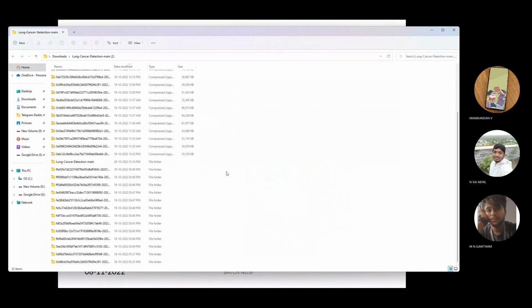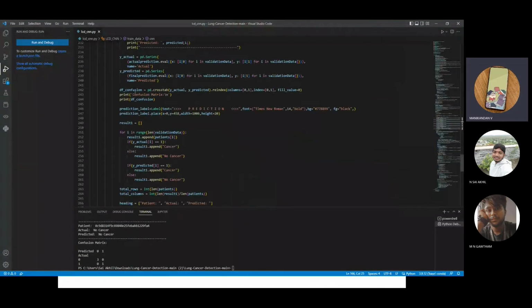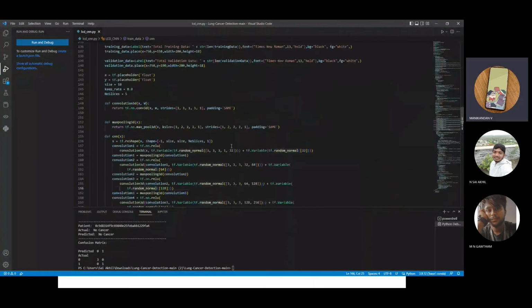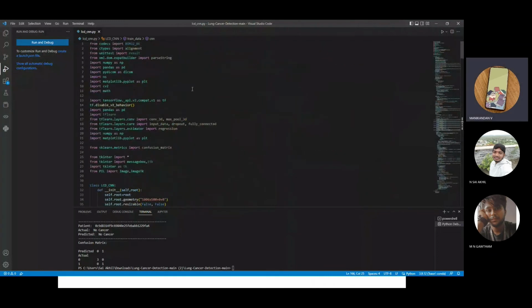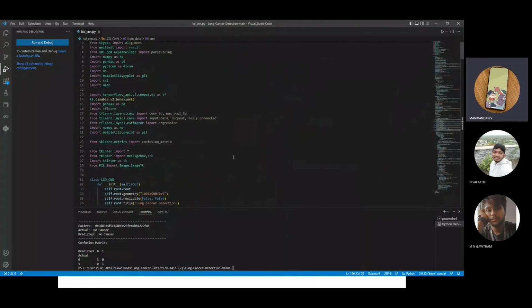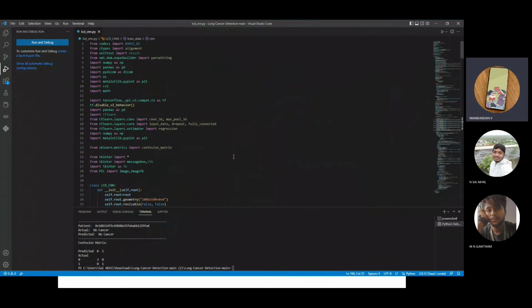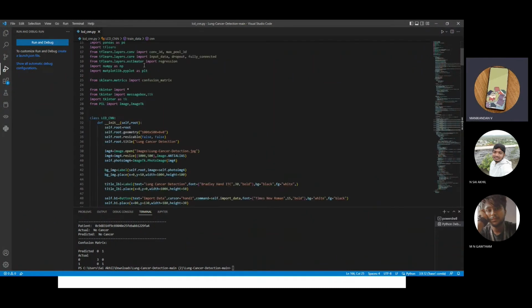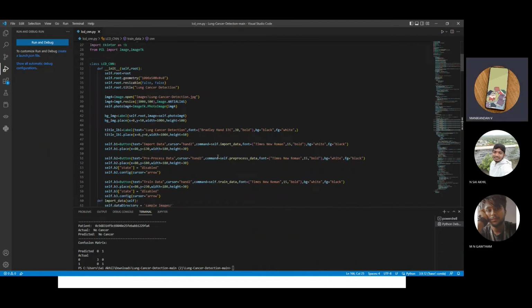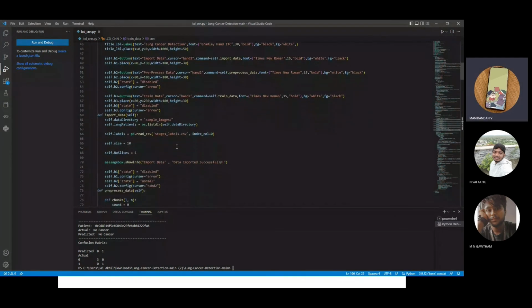And now going to VS Code. And here, this is our source code. Whatever we have given in the modules and whatever we have told in the architecture diagrams, we have applied the same. We have imported the modules, and we have designed some buttons for detection, training, and validation. And we have imported the data from the folder of sample images.